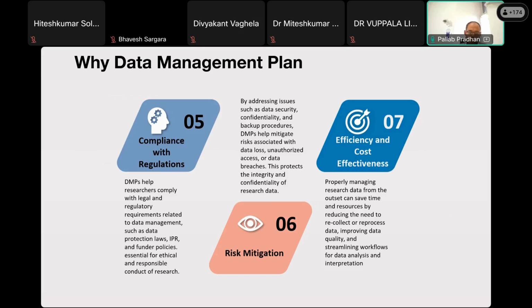And lastly, it also increases your efficiency and cost effectiveness. How? A DMP helps you save time and resources by reducing the need to recollect and reprocess the data. It helps you streamline your workflows for data analysis and interpretation. So basically, these are the seven key factors one needs to consider as important aspects of a DMP. It may differ as per your own need, but these are the key needs that you need to consider while writing a data management plan.